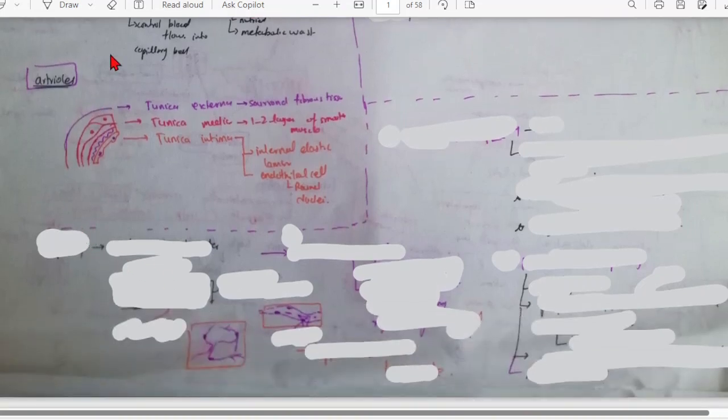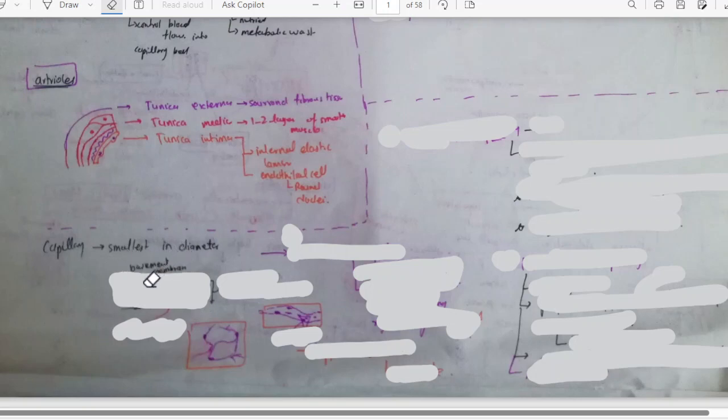This is the endothelial cell, and it consists of rounded nuclei. Okay, so that is about the arteriole. Now we will discuss the capillaries. Coming here to the capillaries, they are the smallest in diameter.